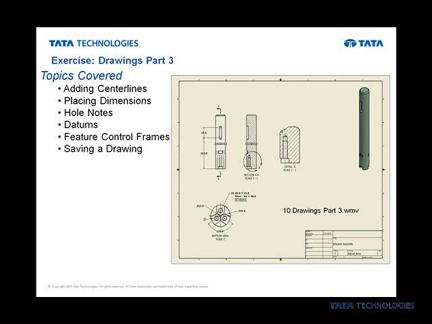Inside of Drawings Part 3, we're going to take a look at, of course, adding our centerline information, how automatically we can do that, unlike in AutoCAD where we have to manually create that information. Some different processes for placing our dimensional information. The intelligent hole notes we can work with inside of Autodesk Inventor. The ability to define datums, feature control frames, and of course our process for saving off our drawings at the same time.